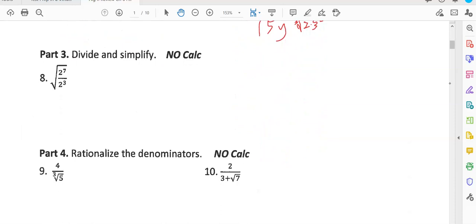Number 8. So since it's already one big fraction in there, let's just simplify that fraction. You have 7 on top, 3 in the bottom. Some of those are going to cancel. So when you do, the property there is the 7 minus 3 power. So it'd be 2 to the 4th. And this is square rooted, so it's going to be 2 to the 4 over 2 power, which is 2 squared, which is 4.